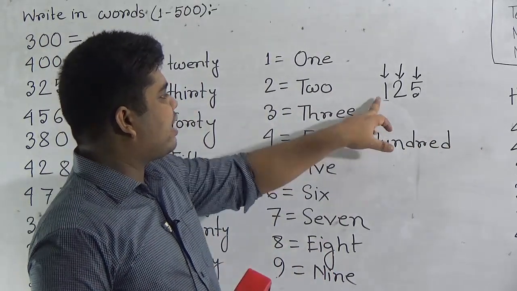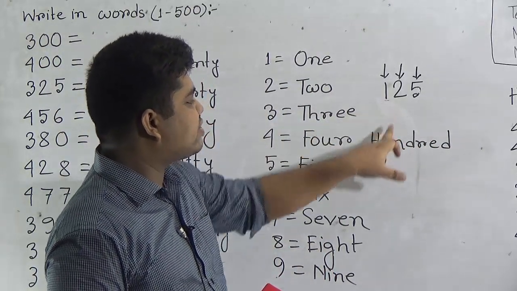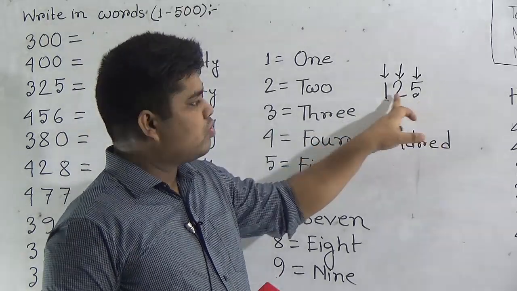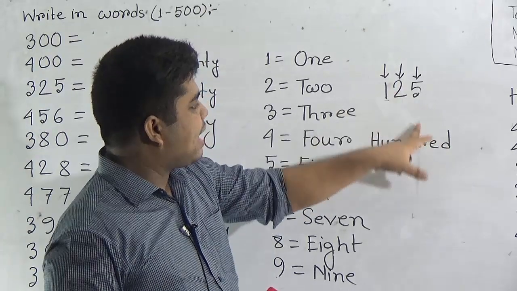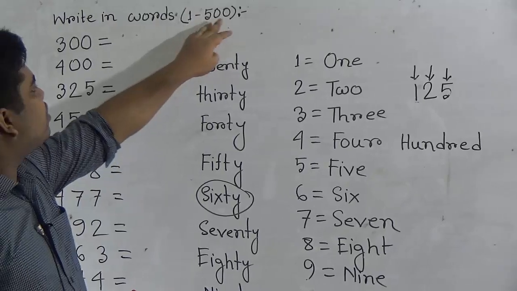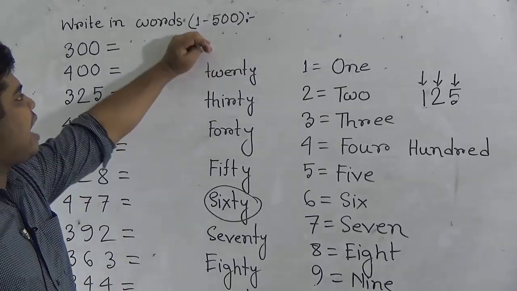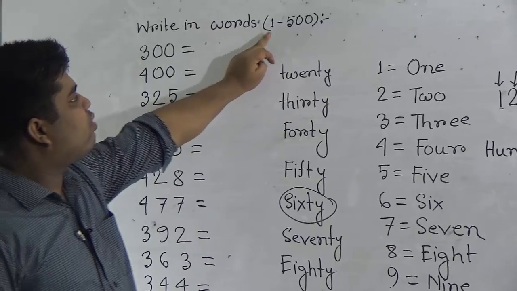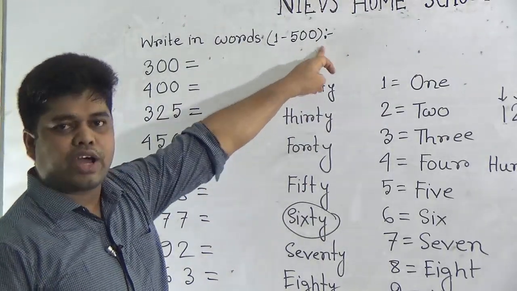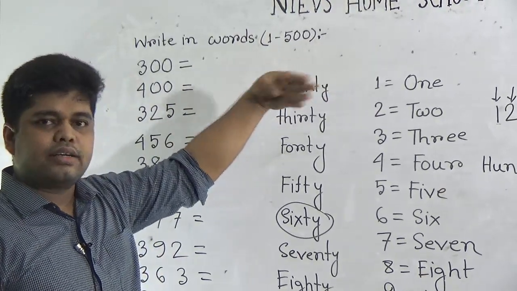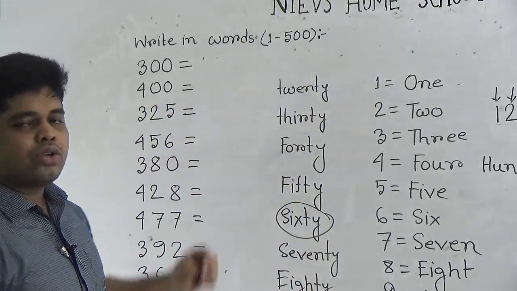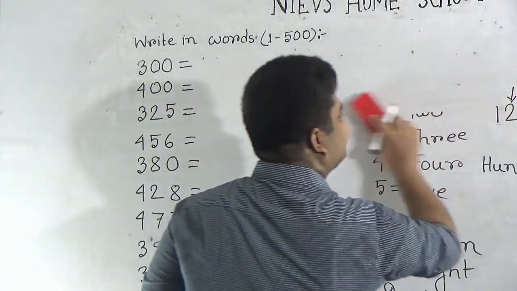So, now we can write 125. Like this, we shall write in words from 1 to 500. In our half yearly exam, we learned 1 to 300. Now we shall learn 300 to 500. Now I erase this and start our class.